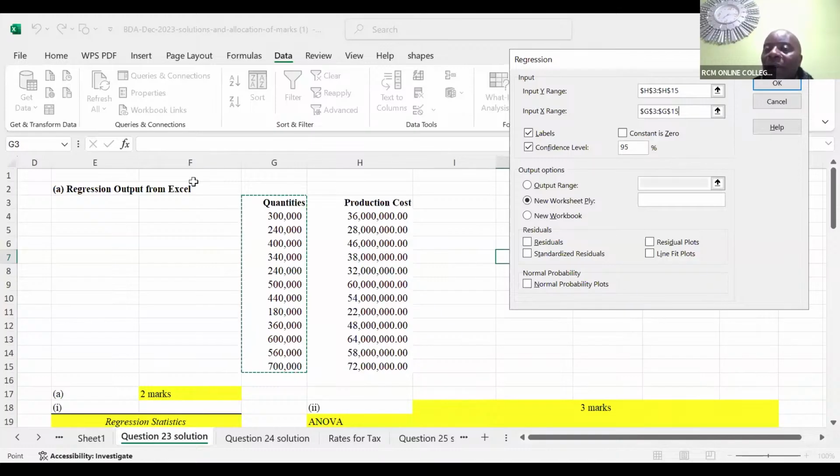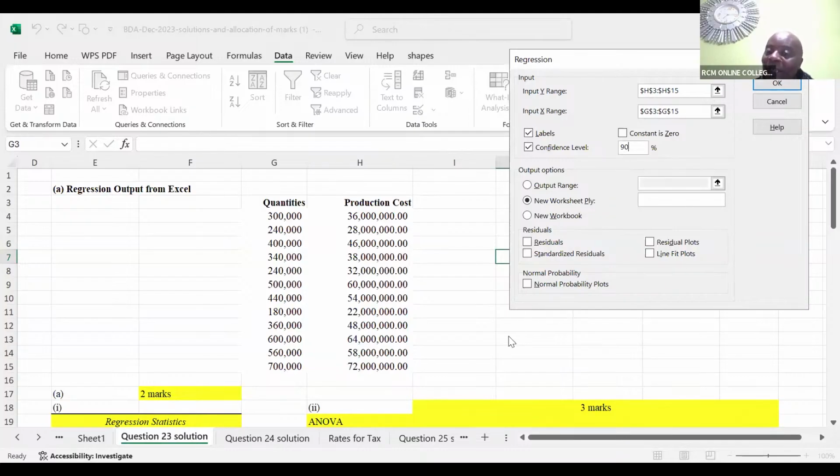Then ensure, ladies and gentlemen, that Labels is checked, because you have taken in the titles. Then ensure that Confidence Level is also ticked here. The other thing that most students forget: if the examiner tells you that you're doing all this at a 90% confidence interval, not 95, you know 95 is the default. So if they tell you it's 90% confidence interval, you must come and change inside here. You write 90. So if you're given a confidence interval, don't forget to change it here.